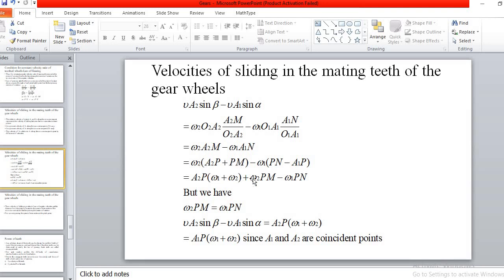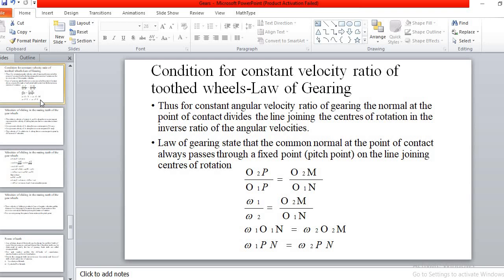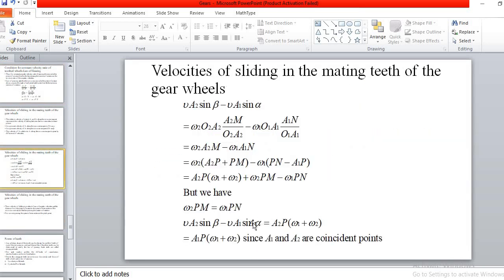The remaining terms are omega 2 Pm and omega 1 Pm. Now omega 2 Pm is equal to omega 1 Pm. These are considered from the above equation, from the above derivation.